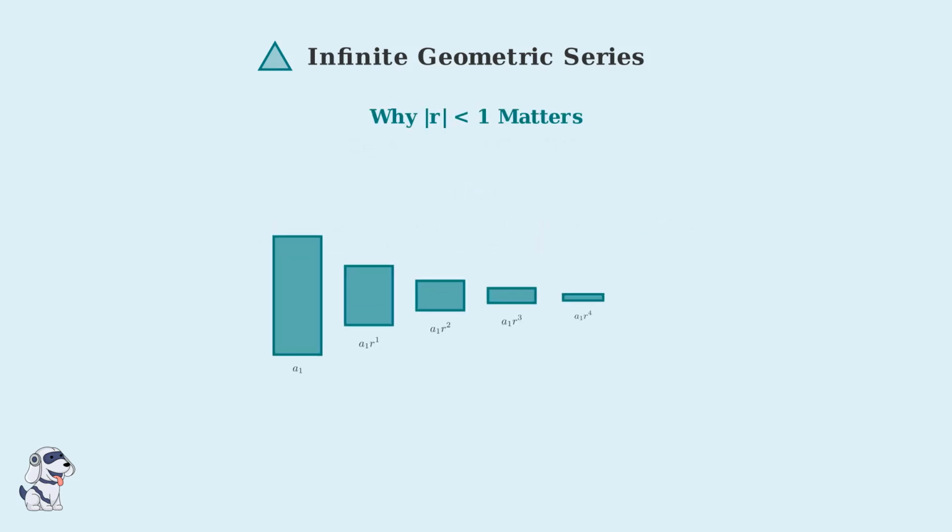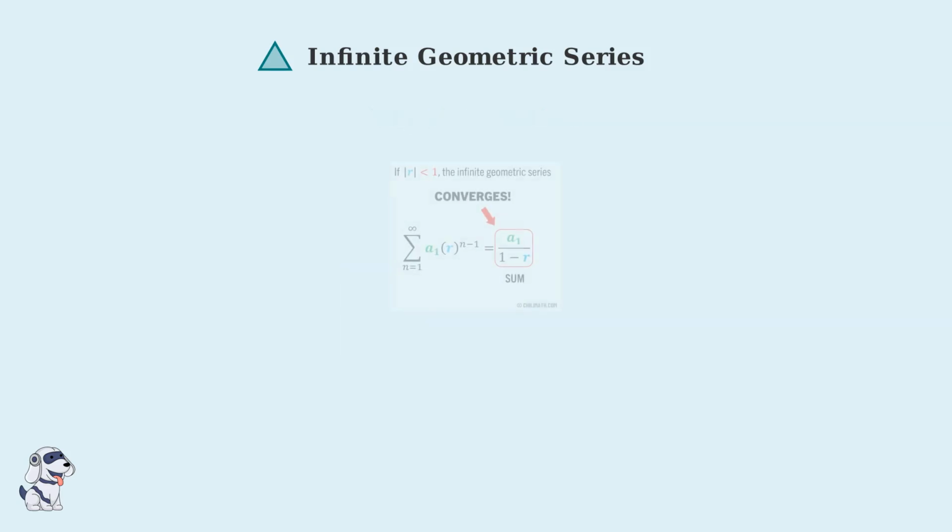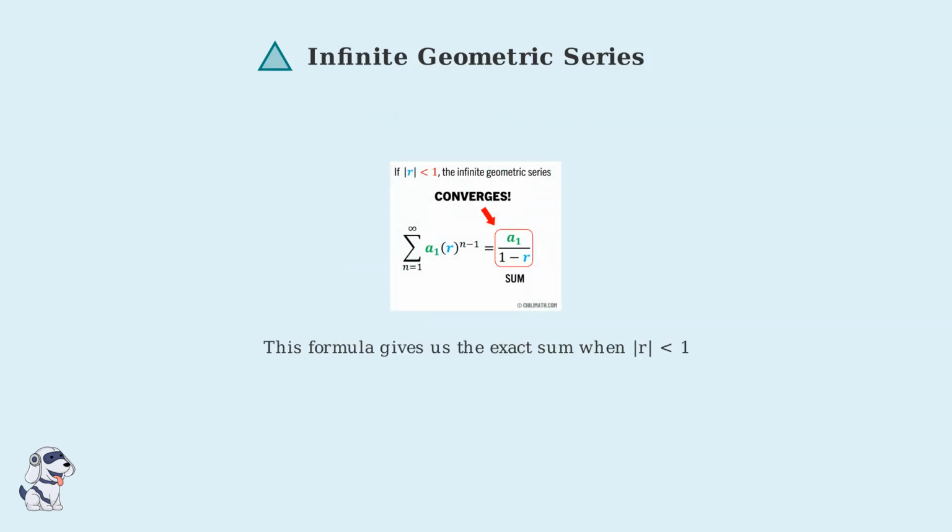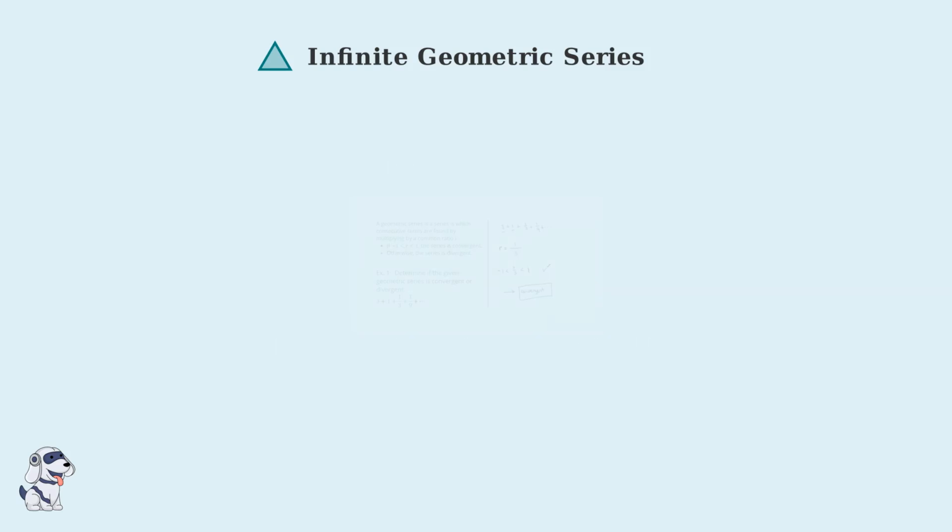When the absolute value of r is less than 1, each term becomes smaller and smaller, allowing the series to approach a finite sum. When this convergence condition is met, we can calculate the exact sum using a beautiful formula. Let me show you the formula for the sum of an infinite geometric series. Let's examine a concrete example to see how this works in practice.